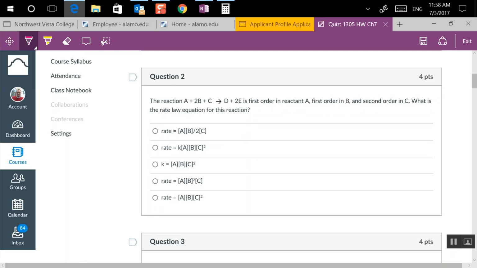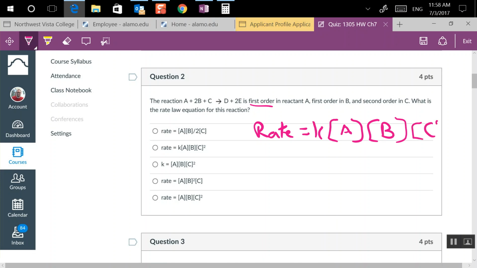Okay, so question 2. It's first order A. That means rate is equal to the rate constant times A times B times C. First order A, that means I leave it alone. First order B, that means I leave it alone. Second order C. Do I ever divide anything with rate? No.